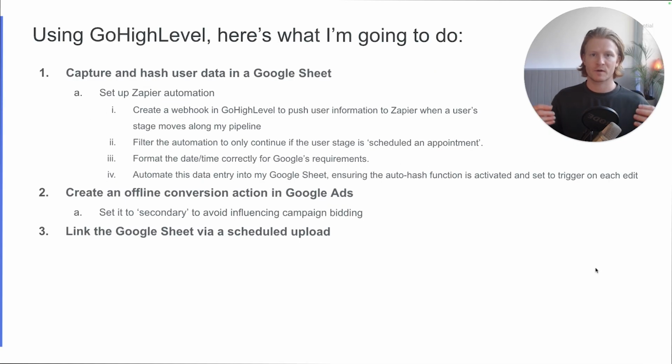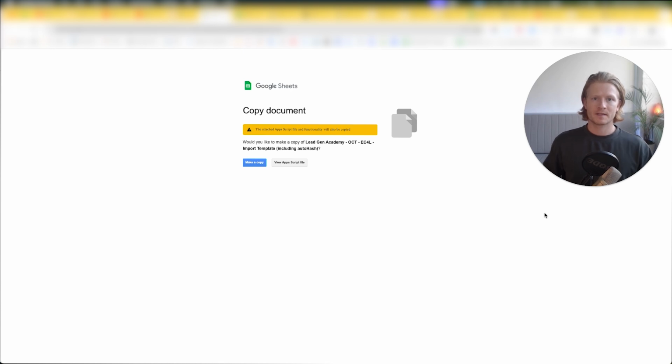So the final step is to actually automate that data entry and put it into a Google Sheet, right? Now we need to also make sure that the auto hash function is activated. Lucky for you, I've actually provided a template which you can click down below. So when you click the link to the template, it's going to take you here. You can go ahead and click make a copy.